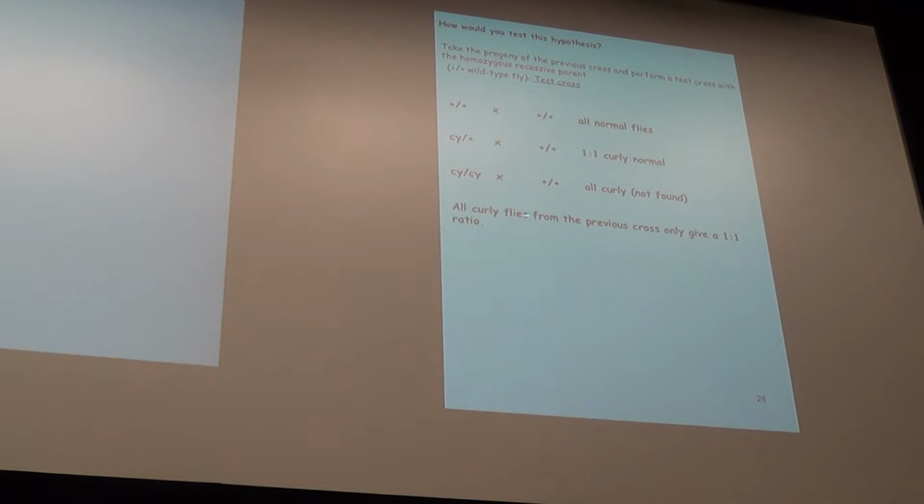So all curly flies from the previous cross will give you this ratio here, indicating they are all heterozygous curly. There are no homozygous curly coming out of this cross. And that will then argue that the homozygous curly is a lethal mutation, basically. So the 2-to-1 ratio is a suggestion, and then you have to do a second cross to prove that that is indeed the case, basically. All right.